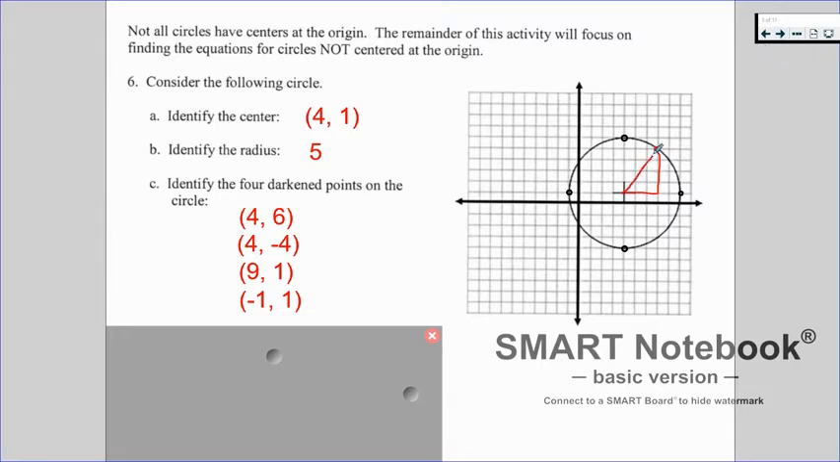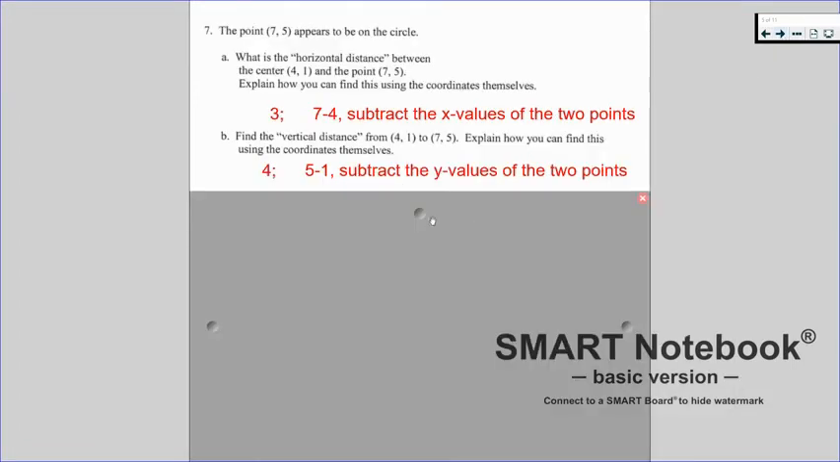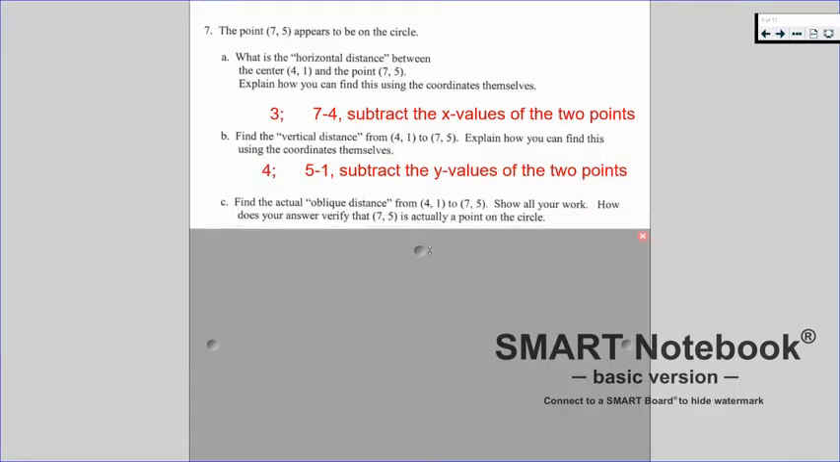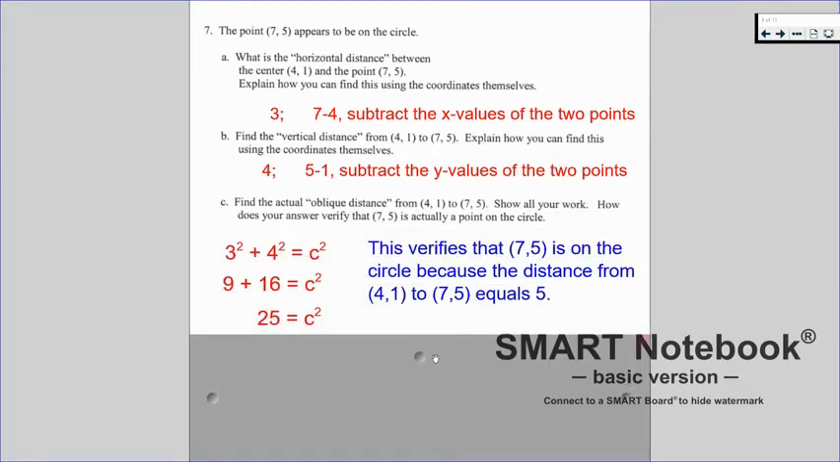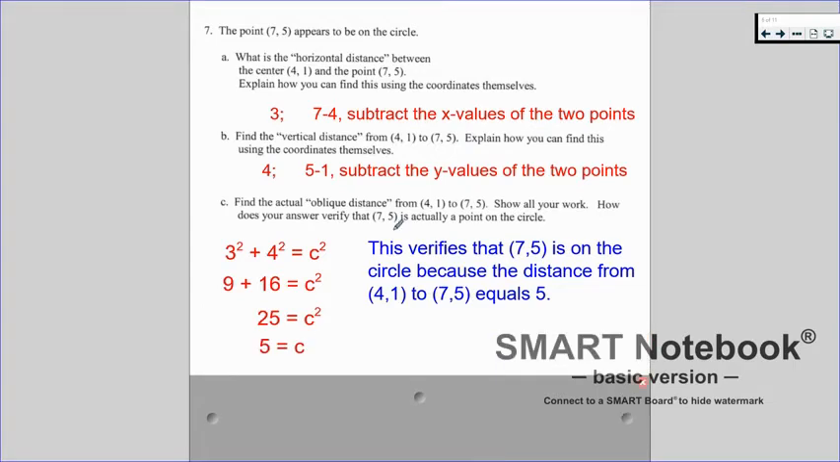And this, we just said, is supposed to be the radius, which is 5. So the actual oblique distance is supposed to be 5. And is it? It is. So when we go through the steps, it does verify that (7, 5) is on the circle, because the distance from the center is the radius, in this case 5, when I traveled to the point (7, 5).